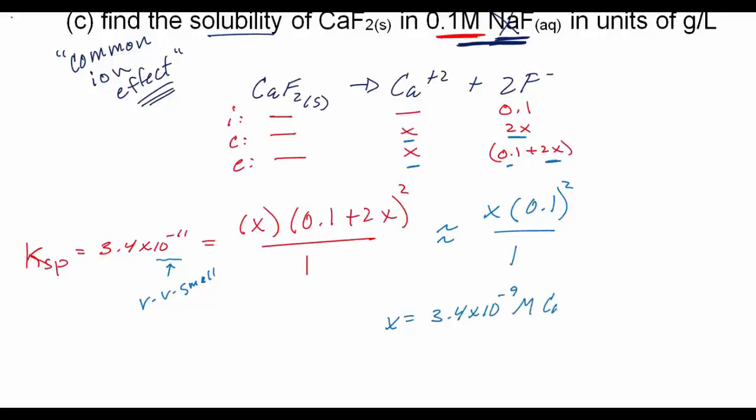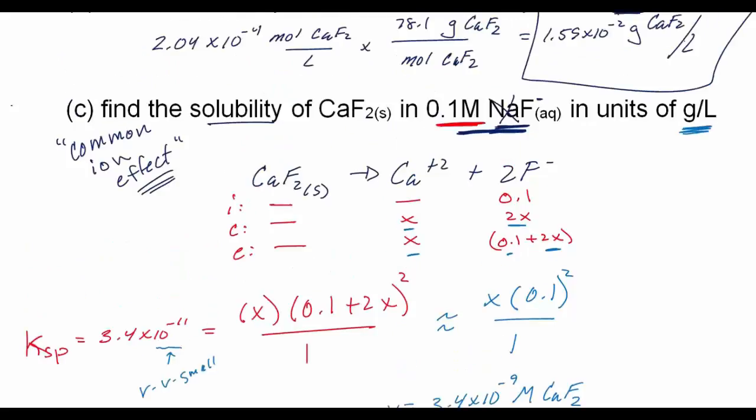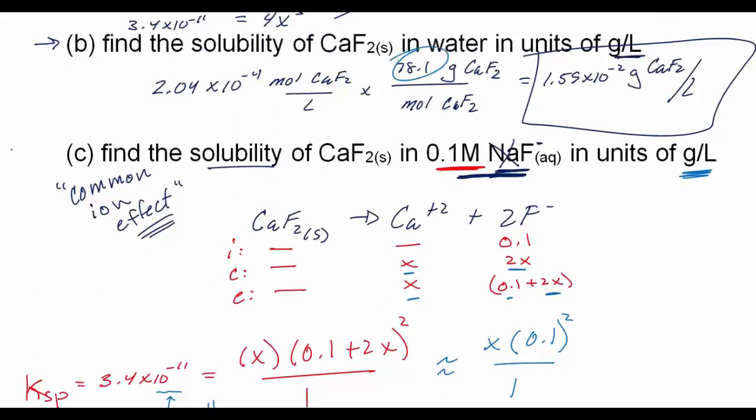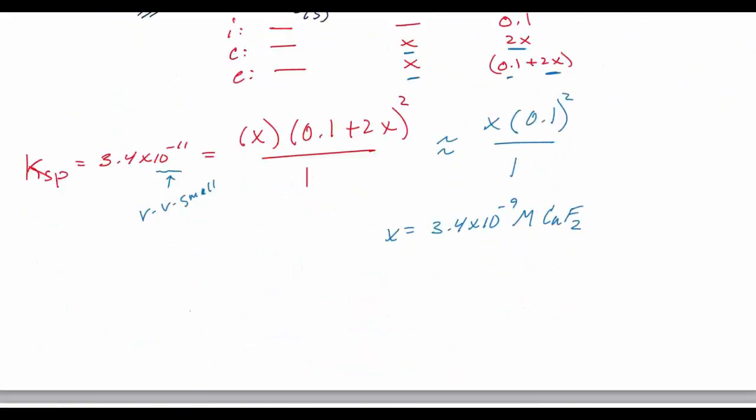Molar calcium fluoride. Now, did they want the answer in molar? No. Grams per liter. So let's do our converting. Remember, our molar mass was 78.1. So 3.4 times 10 to the negative 9 moles of calcium fluoride per liter. That's my solubility. Take it times the molar mass.